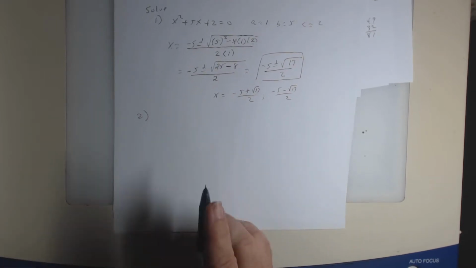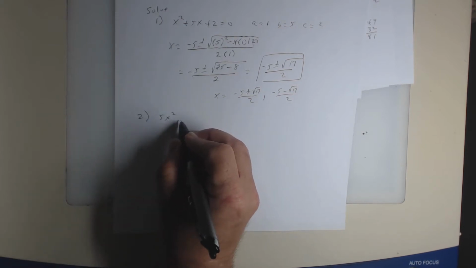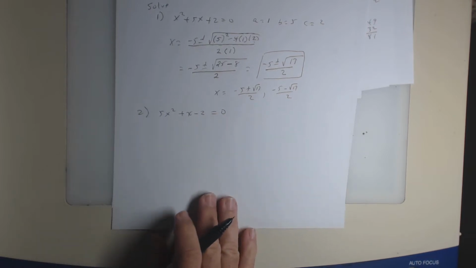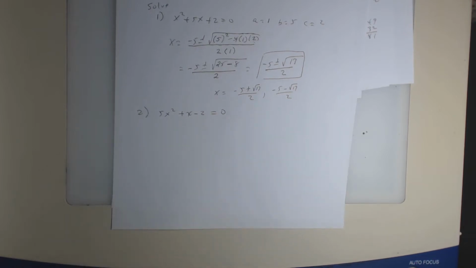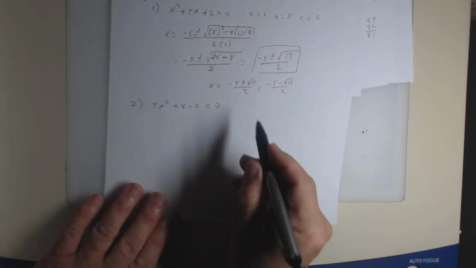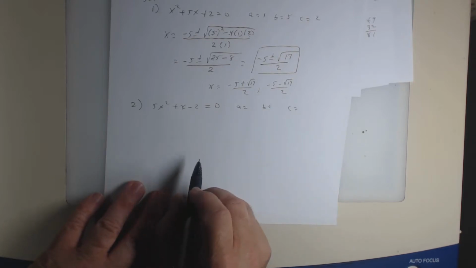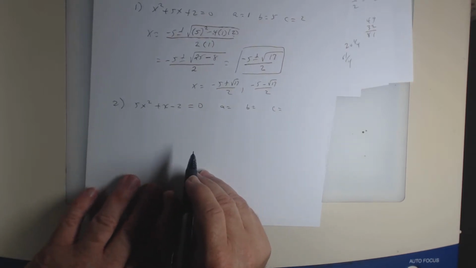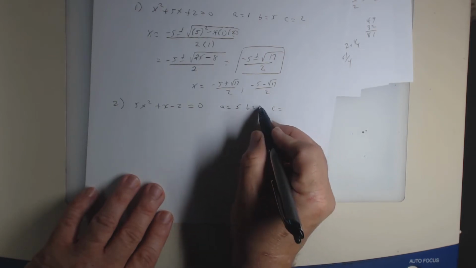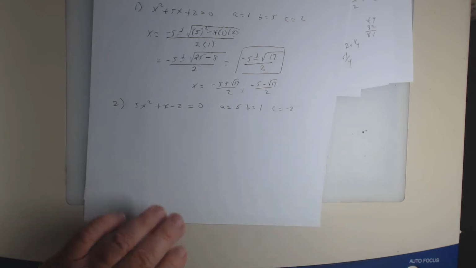All right, let's suppose we had 5x squared plus x minus 2 equals 0. Is it in standard form? So tell me A, B, and C. What's A? 5. What's B? 1. What's C? Negative 2. Not a 2, a negative 2.